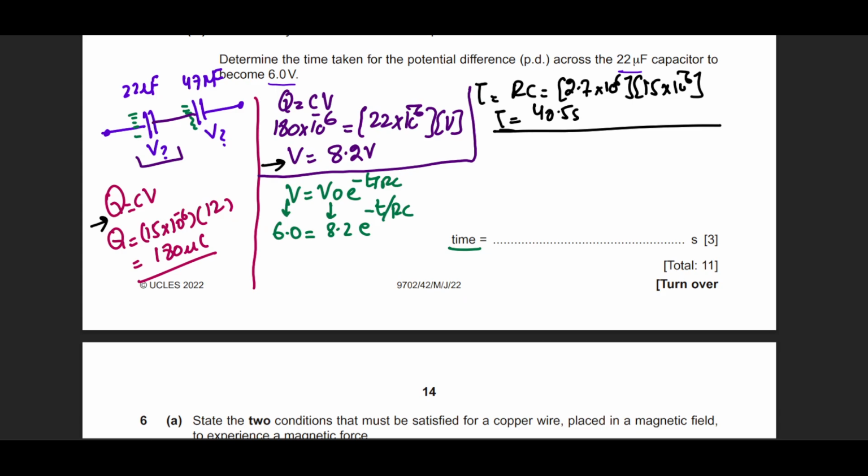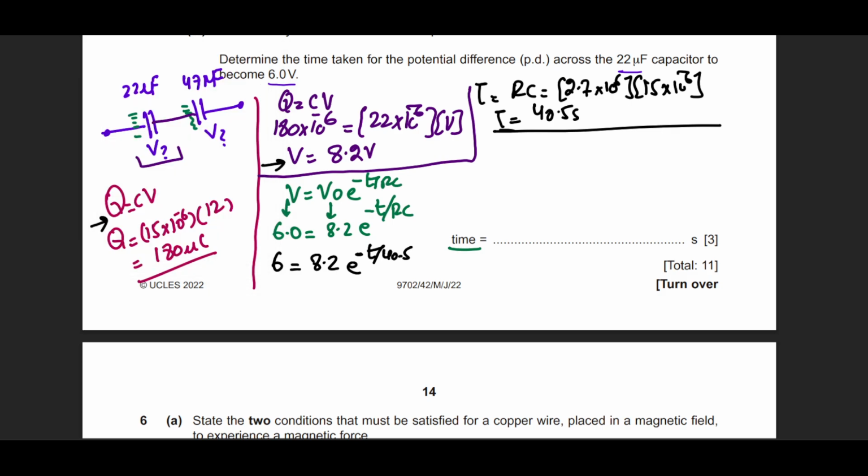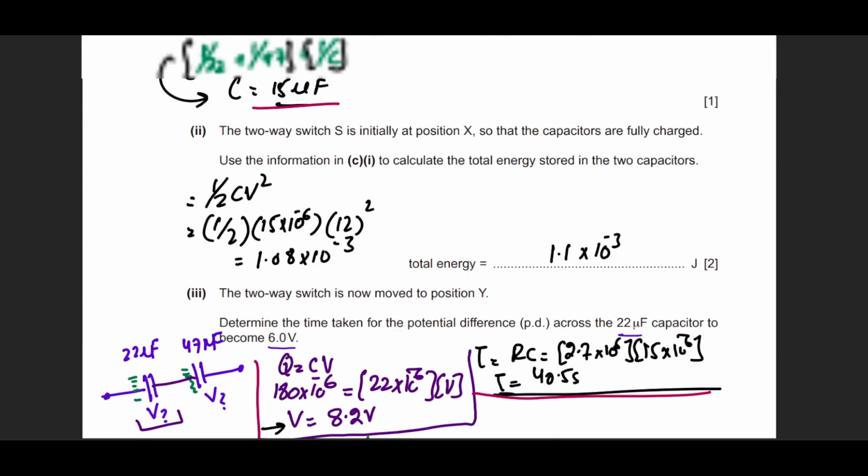So this equation is going to look like this: 6 equals 8.2 e raised to power minus t divided by 40.5. Don't round this off to 45. The answers will be different. So keep this at 40.5. First solve this. Okay. Now again, a simple mathematics trick over here.